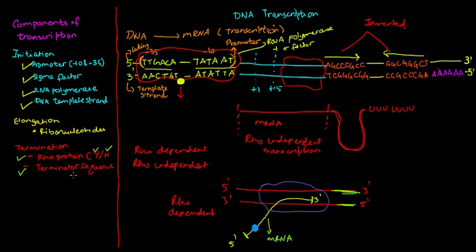So we have rho dependent or rho independent termination, and that is my terminator sequence right here, the inverted repeats. And the product is my mRNA. And that's it.